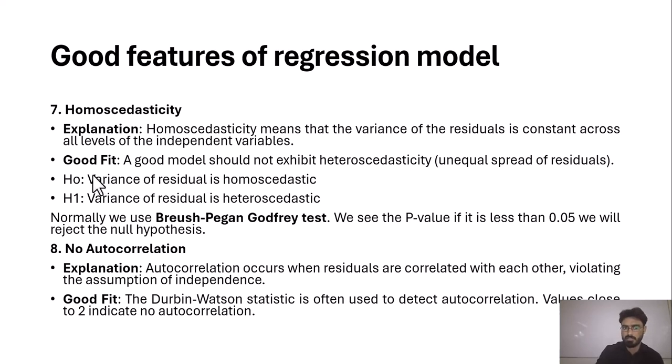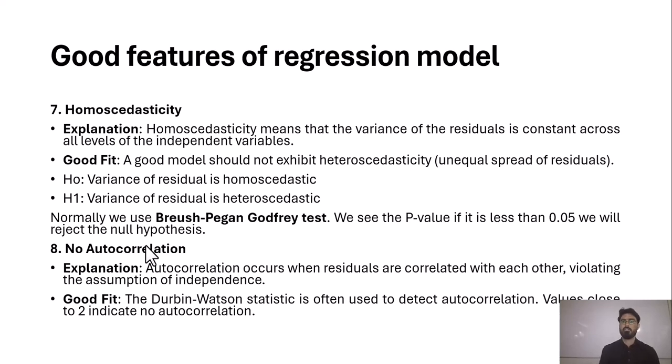H1, the alternative hypothesis, is that variance of residual is heteroscedastic, which means that variance is not constant, and H0 means variance is constant. We use the Breusch-Pagan-Godfrey test and we see the p-value. If the p-value is less than 0.05, we will reject the null hypothesis. It means that there is an issue of heteroscedasticity.